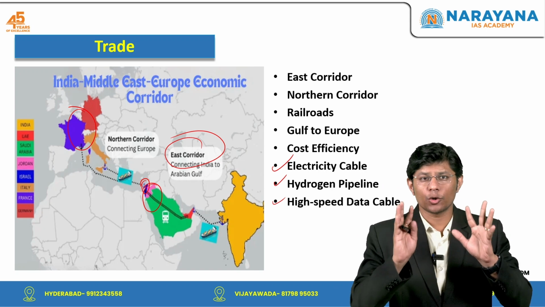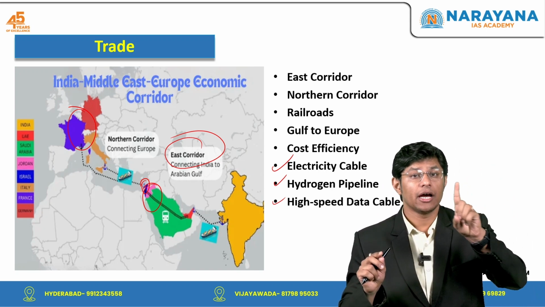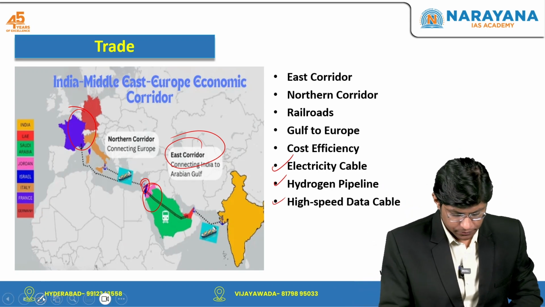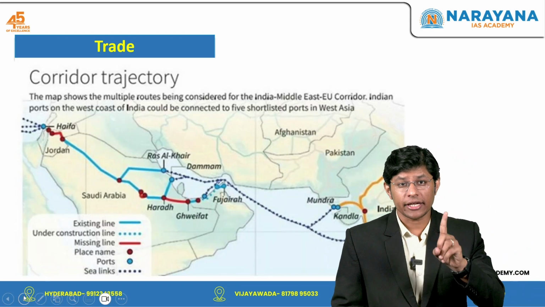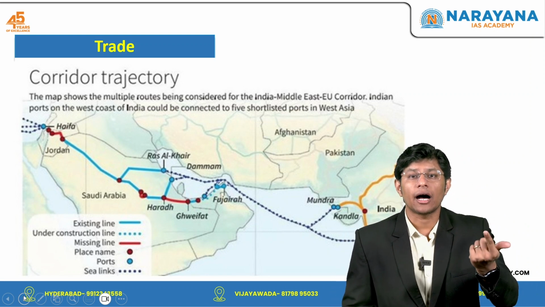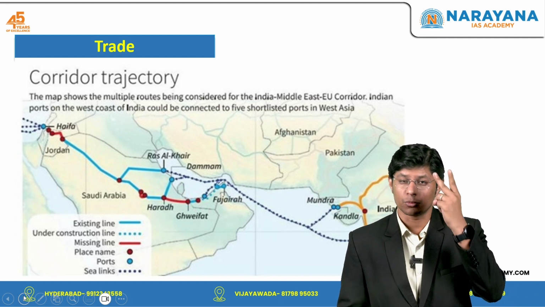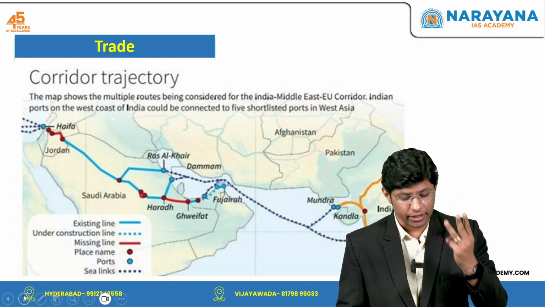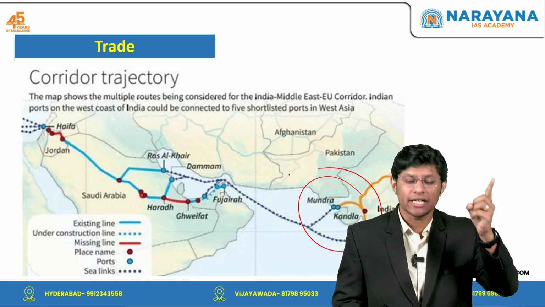So, I hope you know that under IMEC, India, Middle East and Europe gets connected. Let's talk about India. We are talking about the ports in India. Now, in India, the corridor connects Mundra, Kandla and JNPT port in Mumbai. So, in India, we have three ports, Mundra, Kandla and JNPT. See, this is India. Now, let's focus on the Middle East.